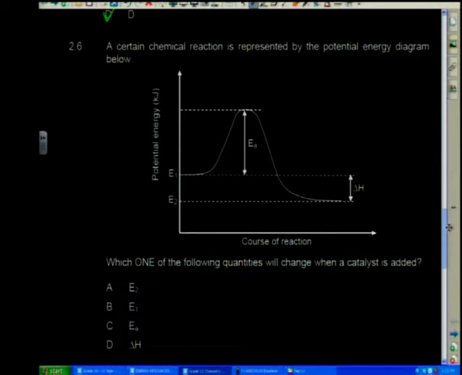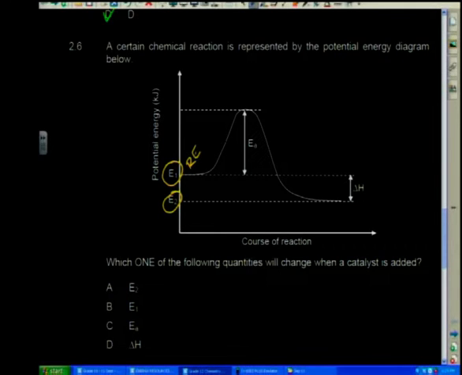Okay. Now this one seems to come up almost every year. A certain chemical reaction is represented by the potential energy diagram below. Now I just want you to pay attention to some of the important pieces of information here. I start out with my initial energy. That's the energy of my reactants. I finish up with the energy of my product. So let's just label that.